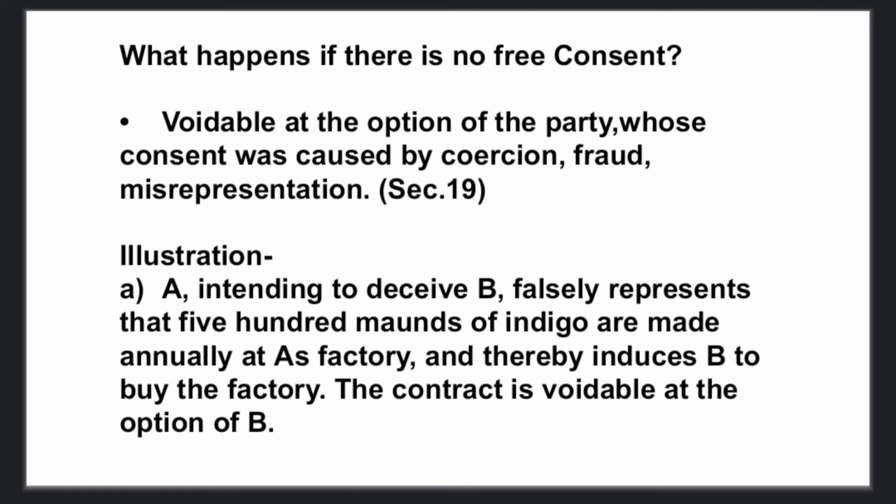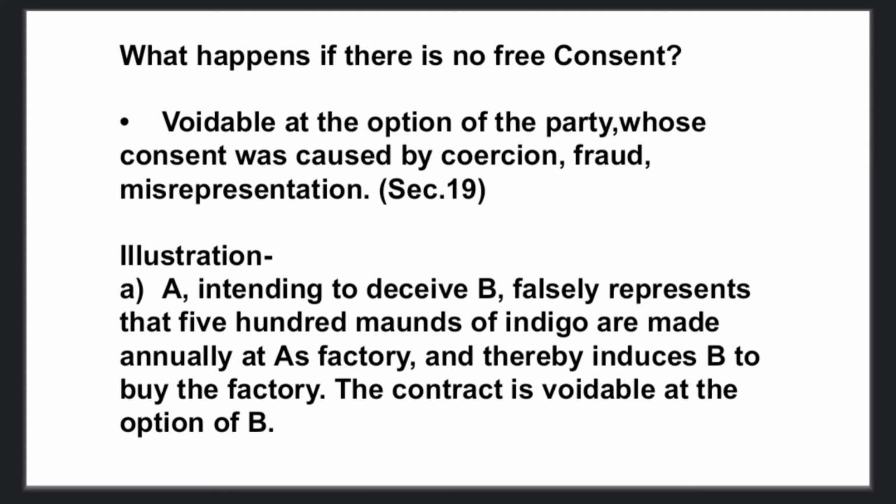Now let us understand this with the help of an illustration. A, intending to deceive B, falsely represents that 500 maunds of indigo are made annually at A's factory and thereby induces B to buy the factory. The contract is voidable at the option of B. Why? Because he has inserted the element of fraud here. He fraudulently said that. By using fraud, he obtained the consent of B. So in this case, this contract is voidable.